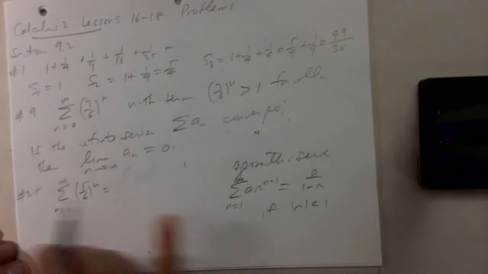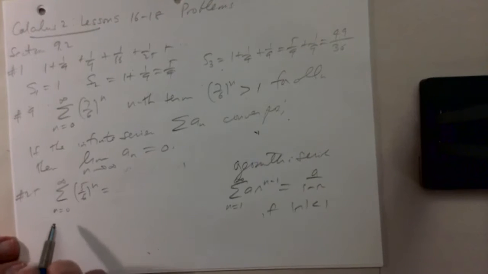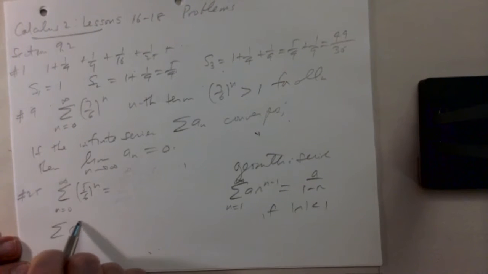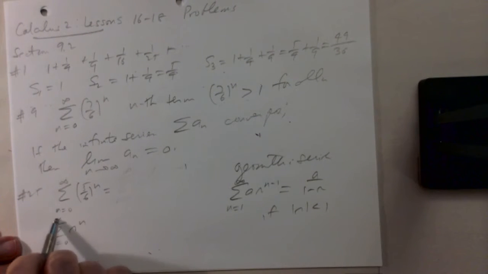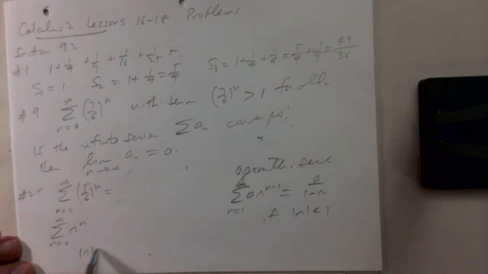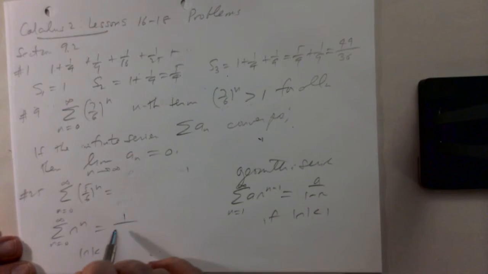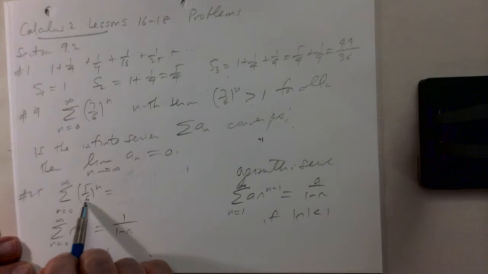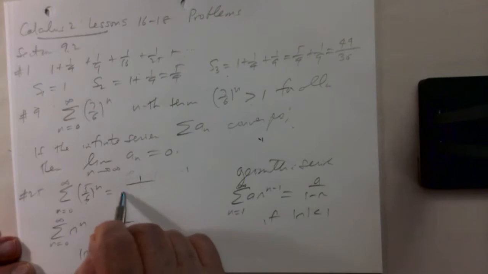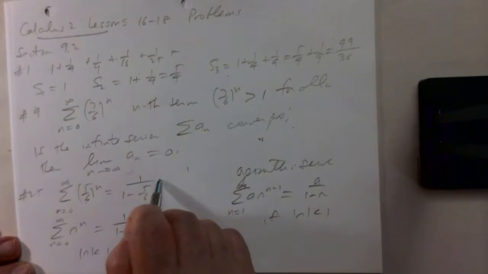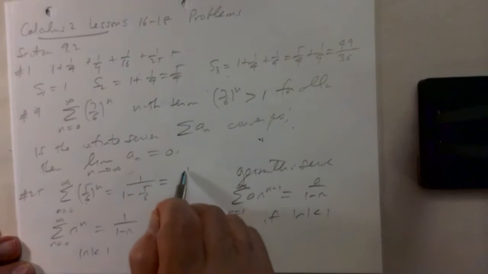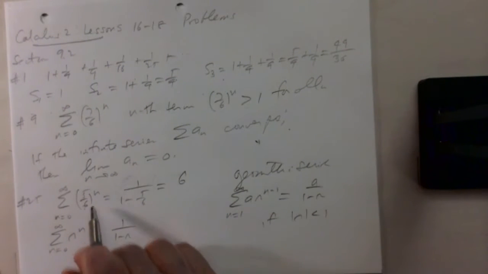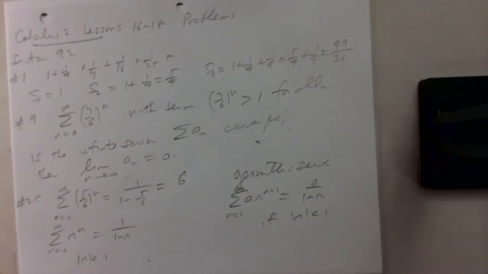Actually, the better way to write a geometric series is if you have summation r to the n goes from 0 to infinity. If the absolute value of r is less than 1, this is 1 over 1 minus r. So here, the ratio is 5/6. This is 1 over 1 minus 5/6. So that's equal to 6. So the sum of this infinite series is equal to 6.